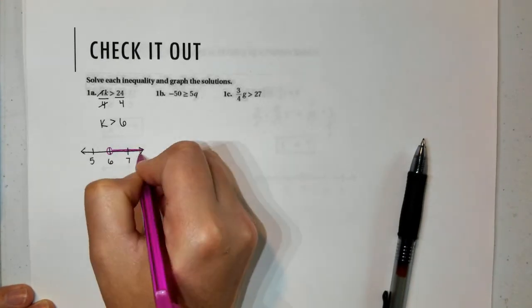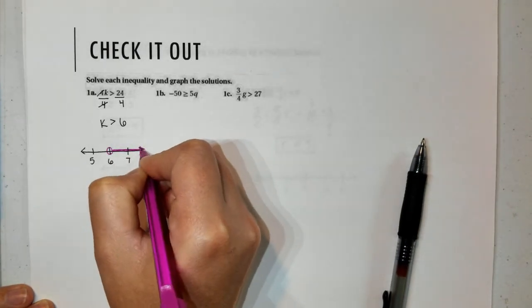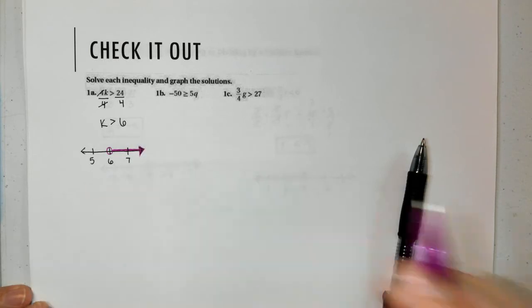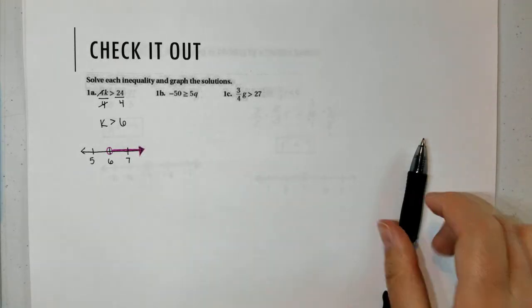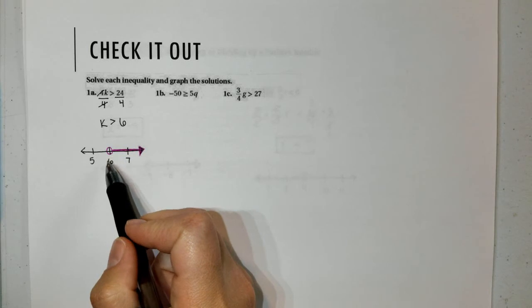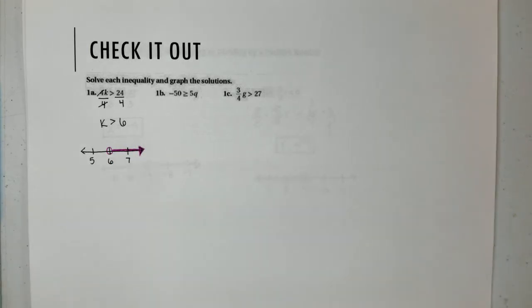With these, you might have done different scaling than me. You could have counted up by 2s, or maybe you wanted to do halves. That's fine, as long as your dot is on the same number and it's open, shading to the right.